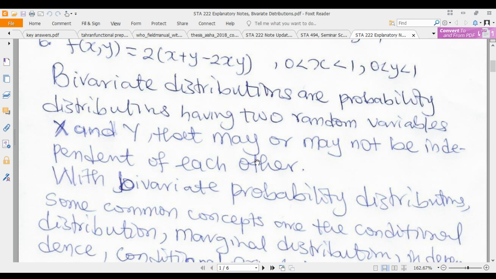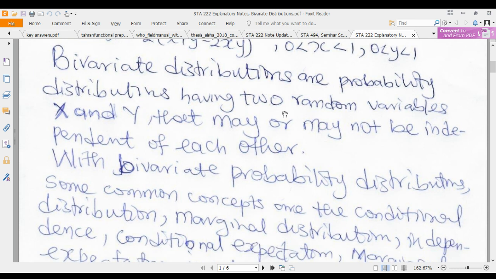So bivariate probability distributions are probability distributions having two random variables, x and y, that may or may not be independent of each other. So independence is a phenomenon that is related to bivariate distributions or multivariate distributions as the case may be. You say two variables are independent if one does not depend on the other. Their covariance is equal to 0, which also implies that the value of its correlation is also equal to 0 because the correlation is a function of the covariance.